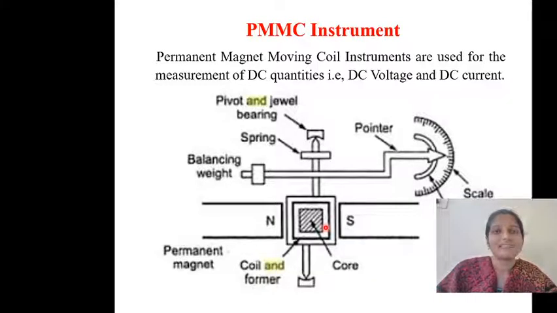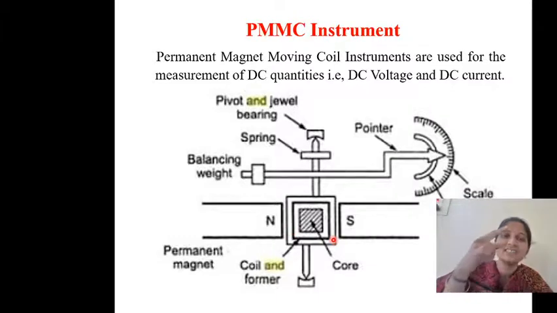So let us see the construction of this PMMC instrument. Here you can see this N and S, North Pole and South Pole. These are the permanent magnets. In between these permanent magnets there is an aluminium former. This aluminium former is the core. On this aluminium former you will wind the coil.